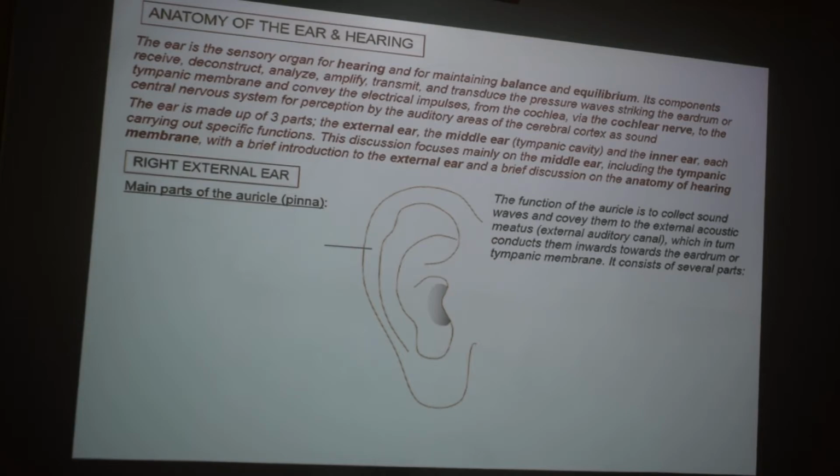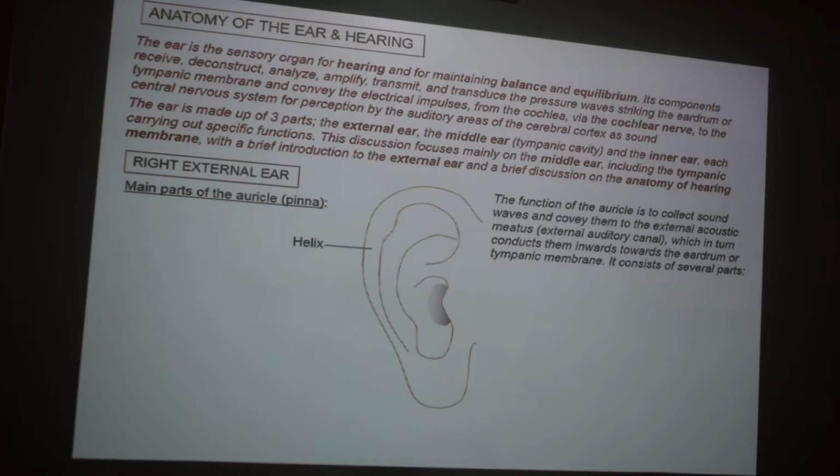So it goes through the external auditory meatus. At the medial end of the external auditory meatus, there is a membrane, and that membrane is called the tympanic membrane. The sound waves which are basically accumulated by the auricle would travel through the external auditory meatus, and they would reach this membrane which is called the tympanic membrane. So the function of the auricle is to collect sound waves and convey them to the external acoustic meatus.